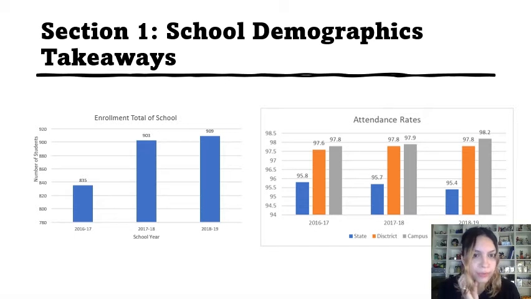You can see that their enrollment has gone up from 835 to 909 in the course of 3 years, so there are definitely more students that are enrolled in the campus. The attendance rates have also gone up. Specifically for the campus, they haven't gone up so much, but compared to the state, they are on the upper side. So we have 97.8 for the campus attendance rate for 2016-2017, and that has gone up to 98.2 in 2019.